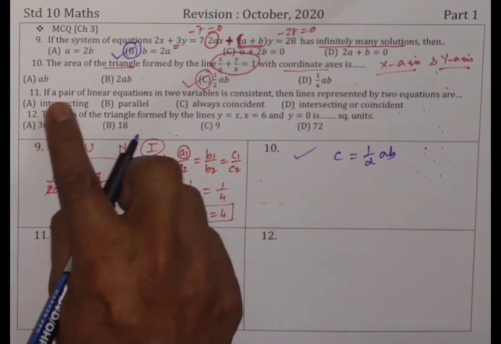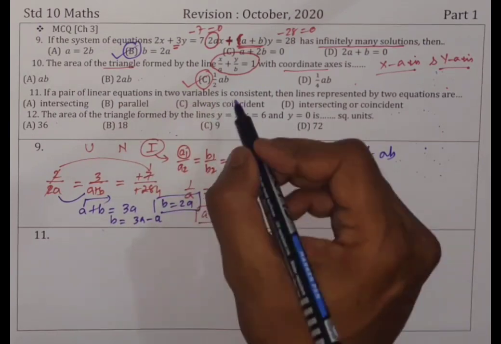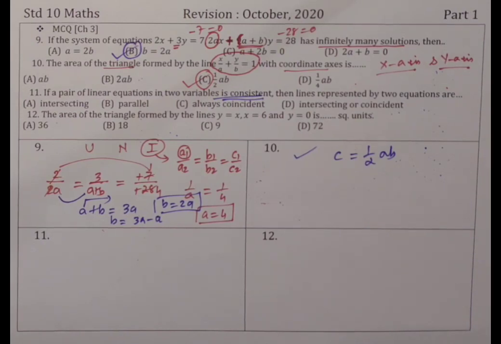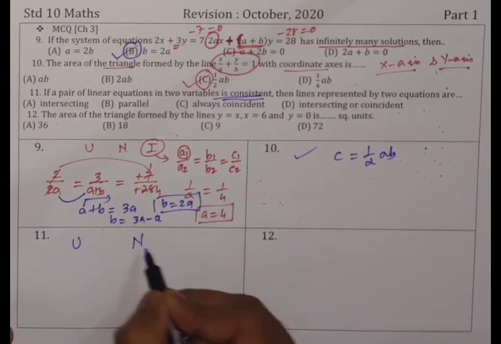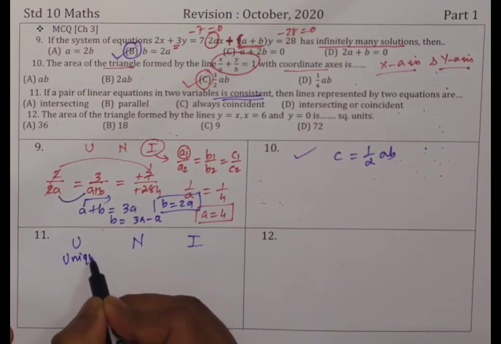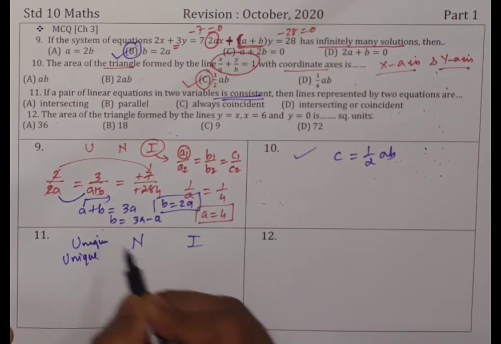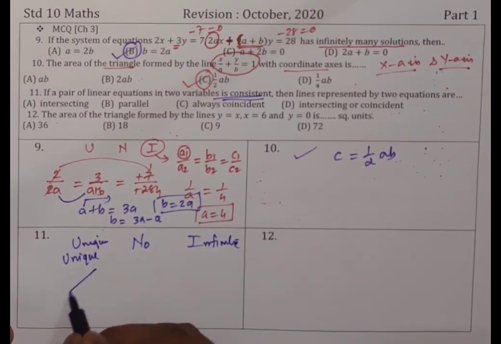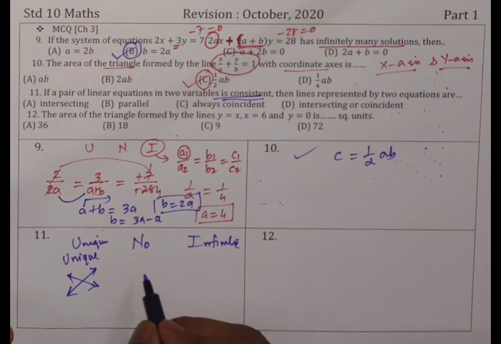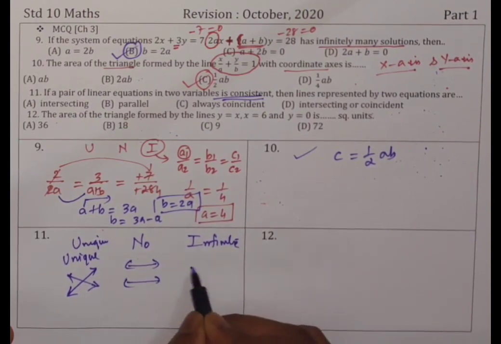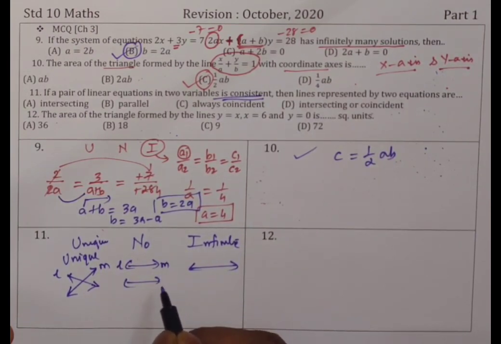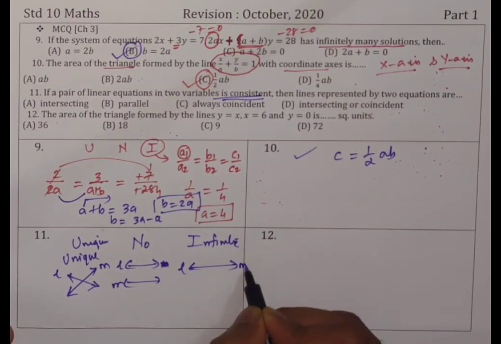Now 11. If a pair of linear equations in two variables is consistent, then the lines represented by the two equations are dash. Children, unique, correct? No solution and infinite solution. Unique means they are intersecting in one and only one point. The two equations' two lines will meet, intersecting. No solution means they are parallel. And infinite, this is line L and this is M, same line. Sorry, L and M. And here L and M, same line.